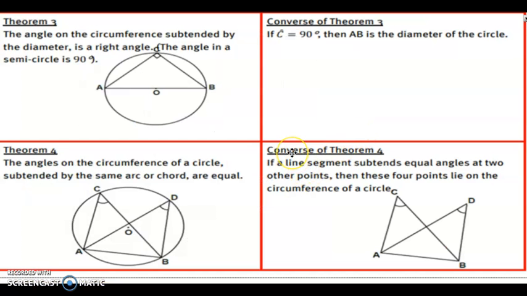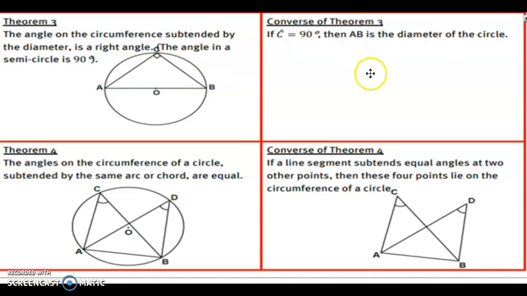This brings us to theorem 3. The angle on the circumference subtended by the diameter is a right angle. We can also state that the angle in a semicircle, because this part will be a semicircle, is equal to 90 degrees. Let's look at this. This is 180 degrees, the angle at the center. Therefore, the angle at the circumference must be half of 180, which is 90 degrees.